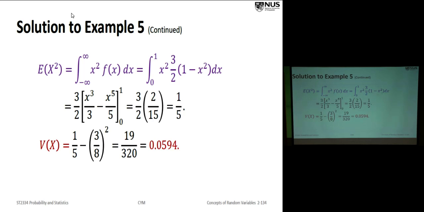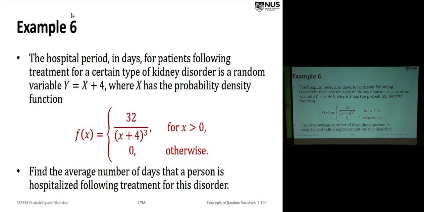x squared minus x cubed. So that's x to the 3 minus x to the 4, x to the 5 over 5. At 0, I'm going to get 0, and at 1, I'm going to get a third minus a fifth, which is 2 fifteenths, times 3 over 2 is 1 over 5. So the variance is 1 over 5 minus the mean all squared, which is 19 over 320, apparently. And that's it. Let's have a look at another example.